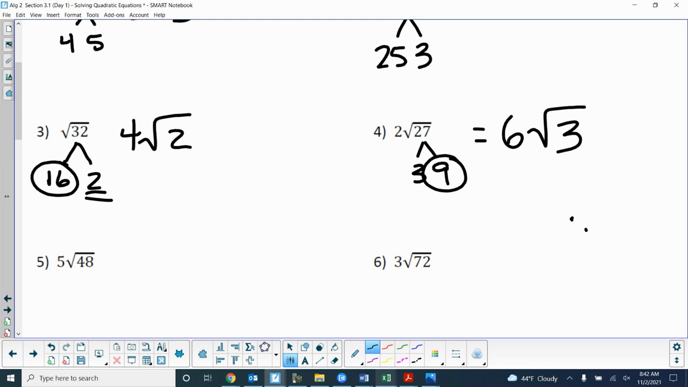Nolan? I'm confused on number 3. I pulled out 2 and 4, and 4 is a perfect square, so I did it, and I got 2 radical 8. Right. Then you got to go 4 times 2 for the 8 and pull out 2 for the 4. Yeah, you just didn't finish.